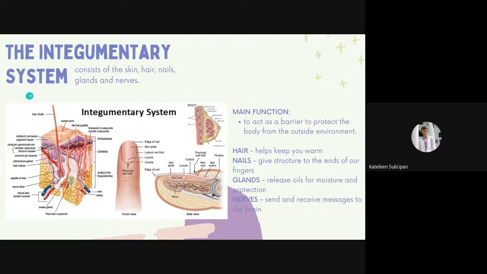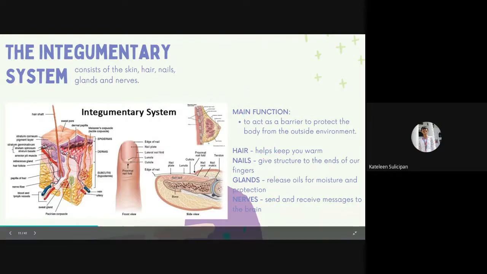So, i-explain naman natin yung hair, nails, glands, and nerves. So, dito yung hair, it helps keep you warm. And yung nails, it gives structure to the ends of our fingers. And yung glands naman is, it releases oils for moisture and protection. And yung nerves is, it sends and receives messages to the brain. So, ayan yung main function ng hair, nails, glands, and nerves natin.